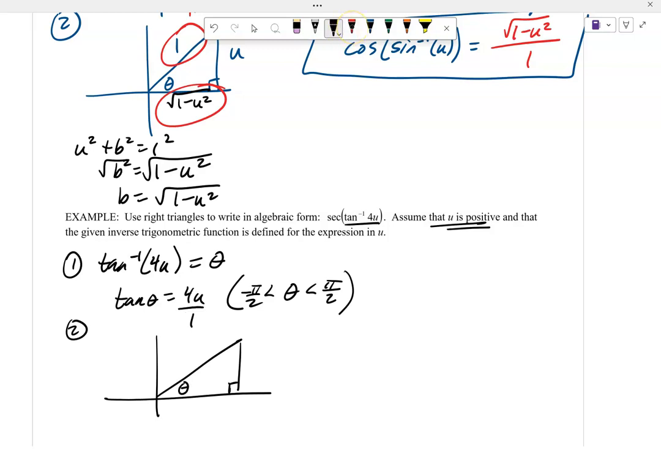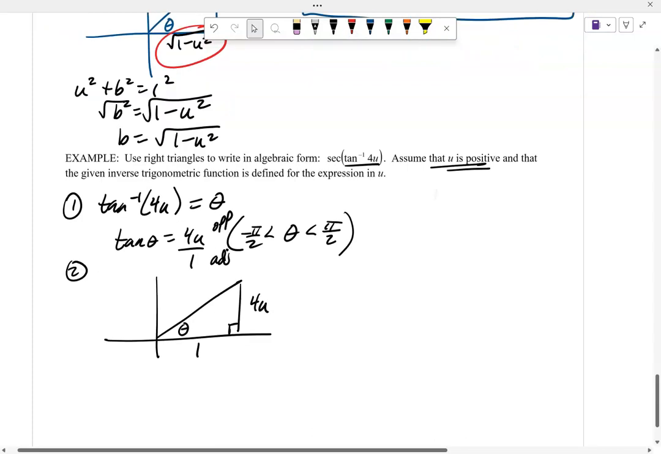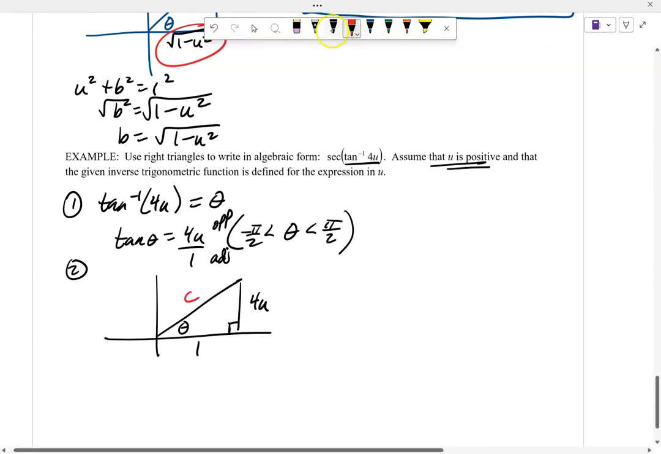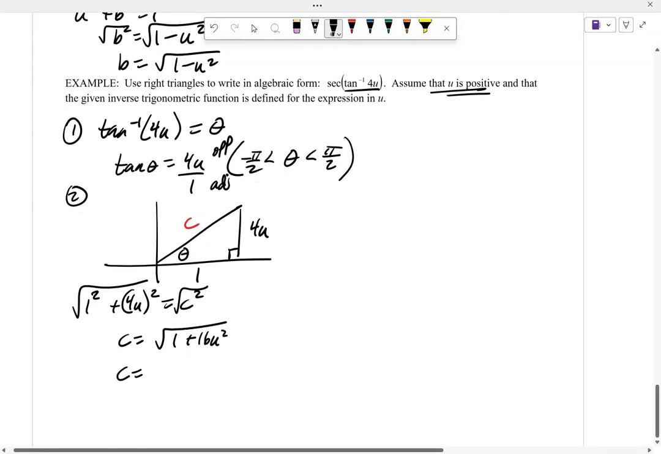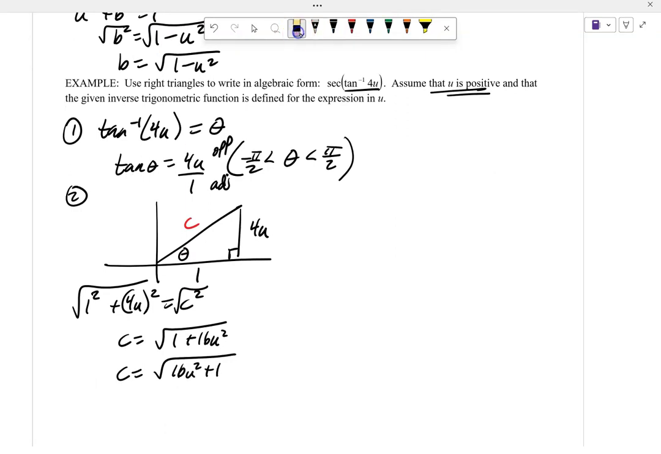Now this is 4u over 1. So here's my opposite. There's my adjacent. Opposite, adjacent. 4u over 1. Go ahead and let's solve for the remaining side. The c. So we have 1 squared plus 4u squared equals c squared. Square root both sides. So c ends up being 1 squared is 1. 4 squared u squared 16u squared. Or I'll write that as 16u squared plus 1. That's our c.